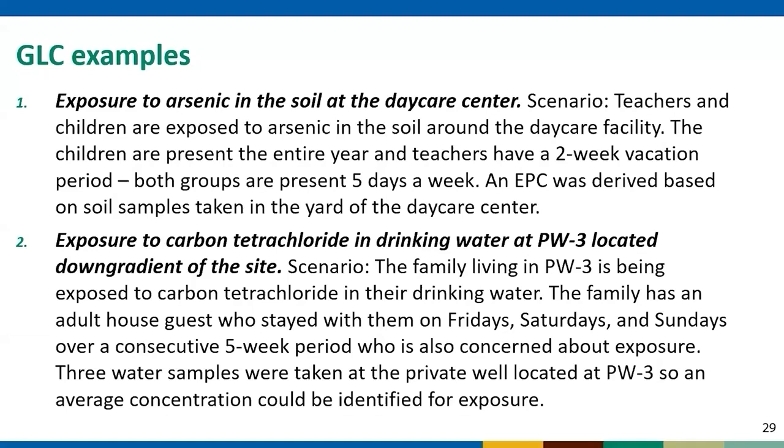The scenario for the drinking water is a family being exposed to carbon tetrachloride through their drinking water. The home, referred to as PW3 here and in the online FAST training, gets its drinking water from a private well. The family has an adult house guest who stayed with them on Fridays, Saturdays, and Sundays over a consecutive 5-week period. 10 water samples were taken at the private well location at PW3, so an average concentration could be identified for exposure.